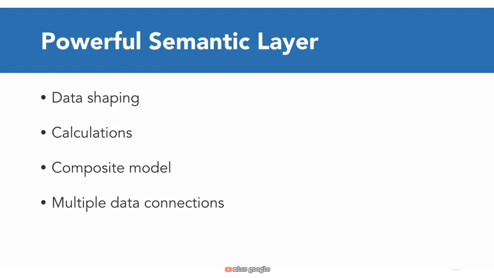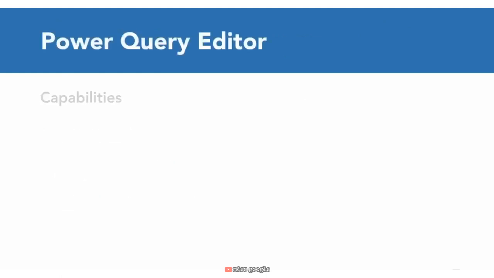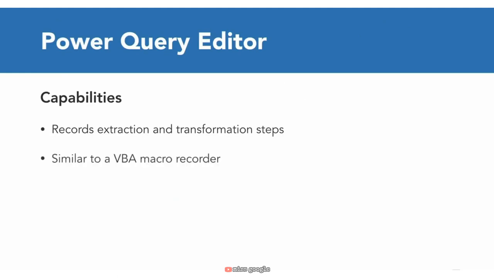Let's focus on one aspect of the semantic layer, and that is the capabilities of the Power Query editor, where the majority of the ETL process occurs. This query editor records both the data extraction and transformation steps for data connections. For those familiar with Excel VBA macros, the Power Query editor similarly allows us to automate a repeated process for refreshing and updating data, which saves having to repeat an entire process manually and limits the opportunities for potential errors.